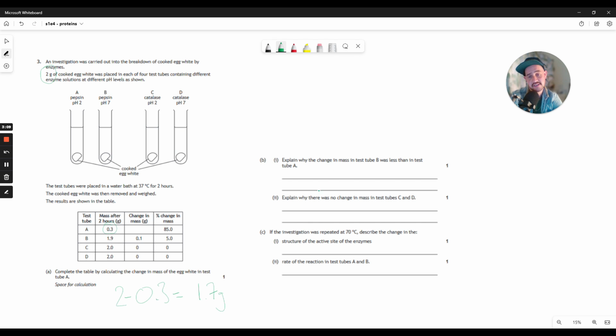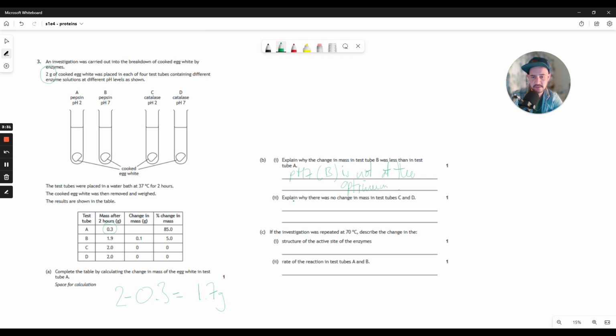And so your answer for this question is going to be that pH 7 in test tube B is not at the optimum. Or any words to that effect, where you say that pH 7 or test tube B was not working at the optimum pH for the enzyme.